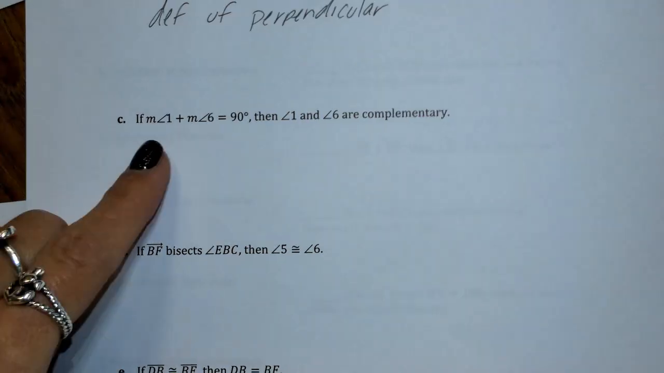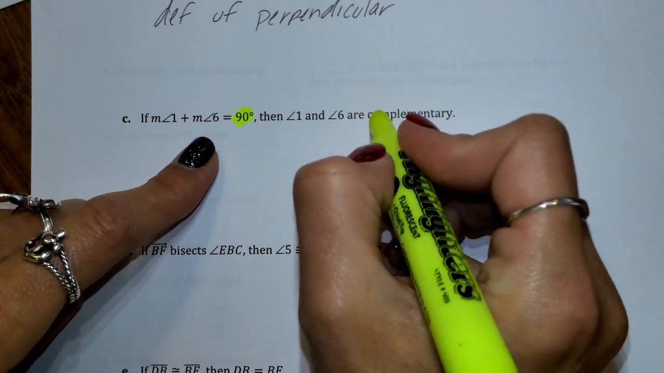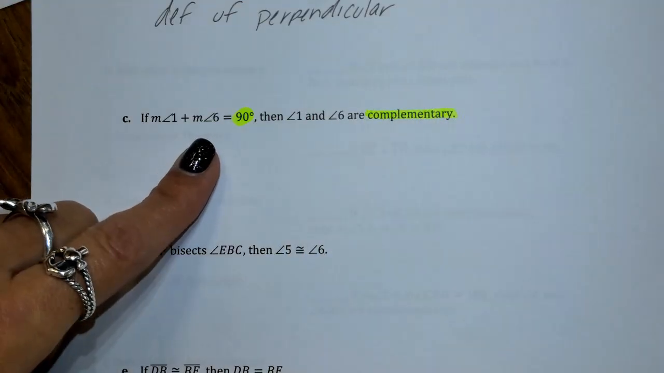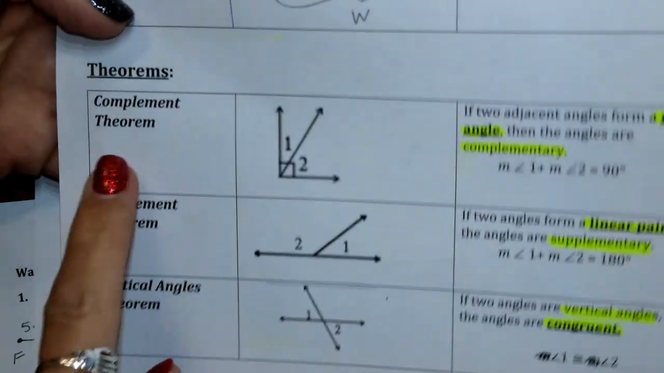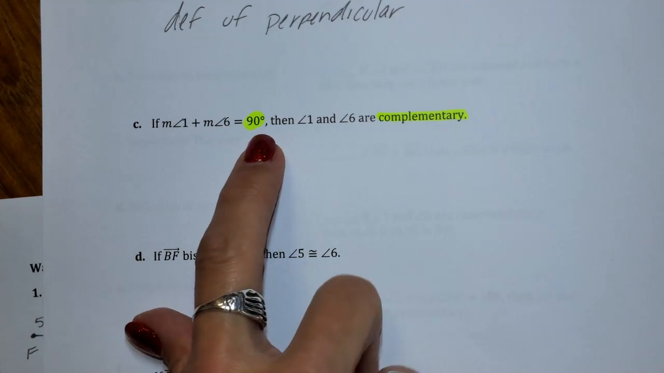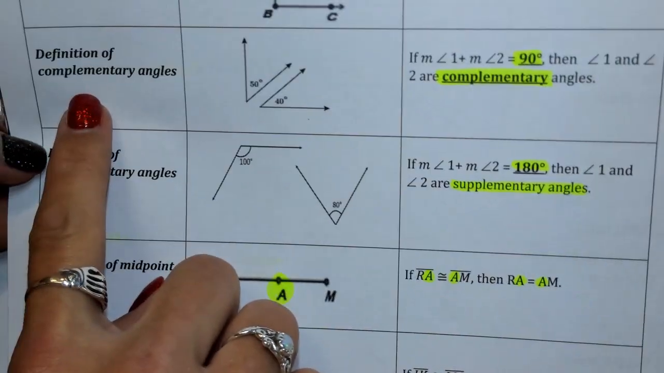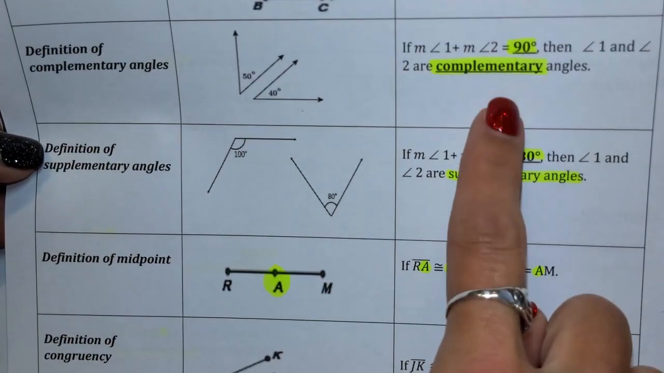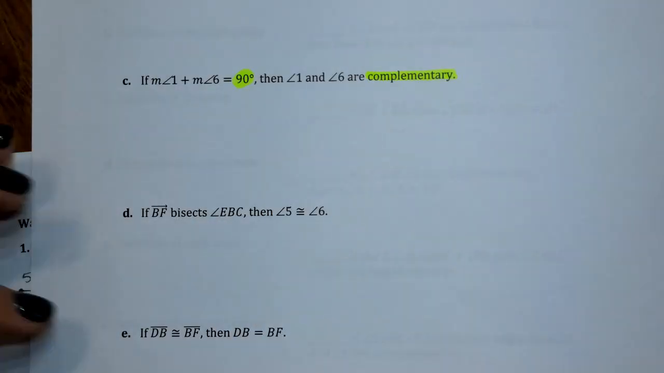We are seeing two angles add to equal 90 degrees. Then they are complementary. So there are two that have the word complementary. We have the theorem, and then we have the definition. We need the one that says two angles add to equal 90 degrees. This is what you learned a long time ago. This is the straight up definition. There's your 90 degrees in complementary. This is your definition of complementary angles.